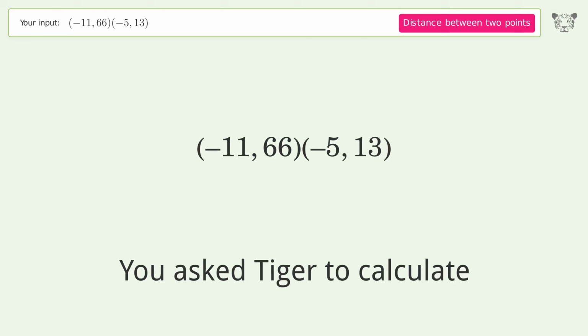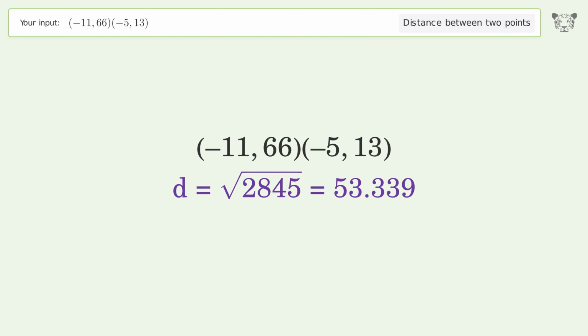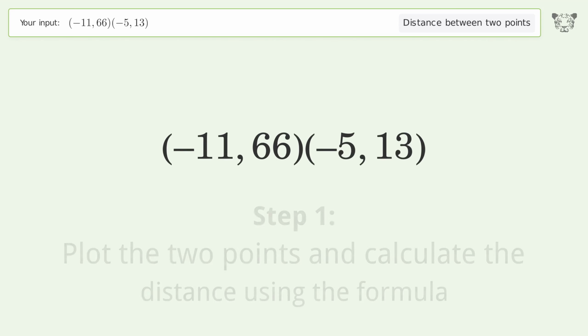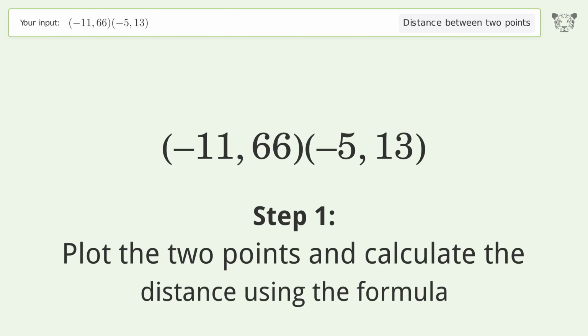You ask Tiger to calculate. This deals with the distance between 2 points. The distance between the 2 points is the square root of 2,845 or 53.339. Let's solve it step by step. Plot the 2 points and calculate the distance using the formula.